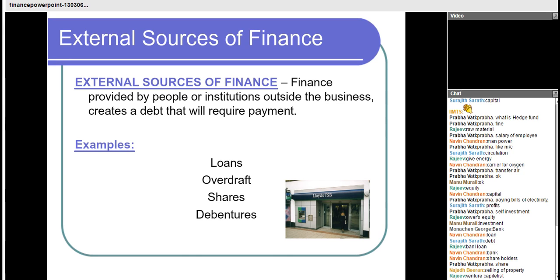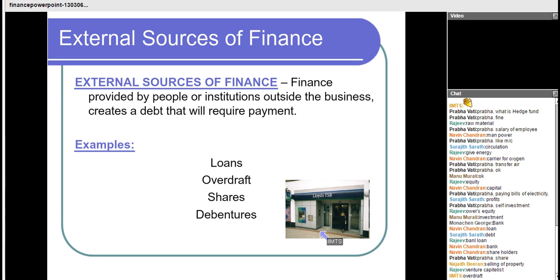Who is giving the answer to this one? Rajiv, Deepak, Sanubar, Sahel, Naveen, Monachin, Prabha, Muhammad, Manu, Akshita, Surajit. Okay, Monachin, can you just explain a little bit? You are right, it is from the bank, but what is the basic purpose?